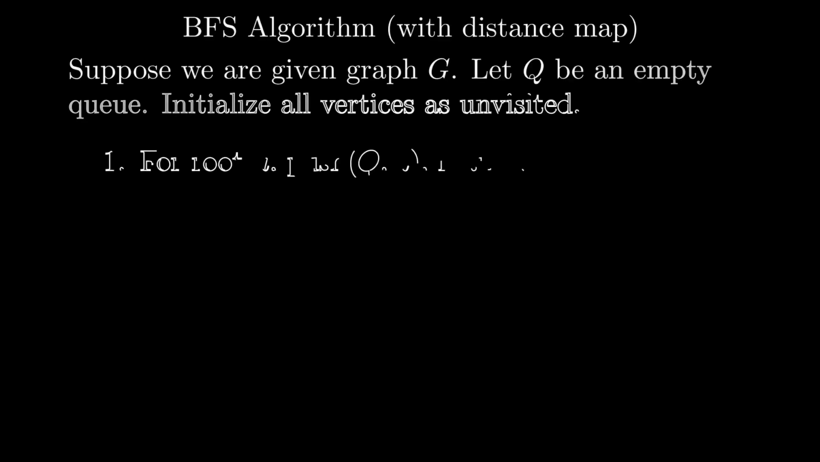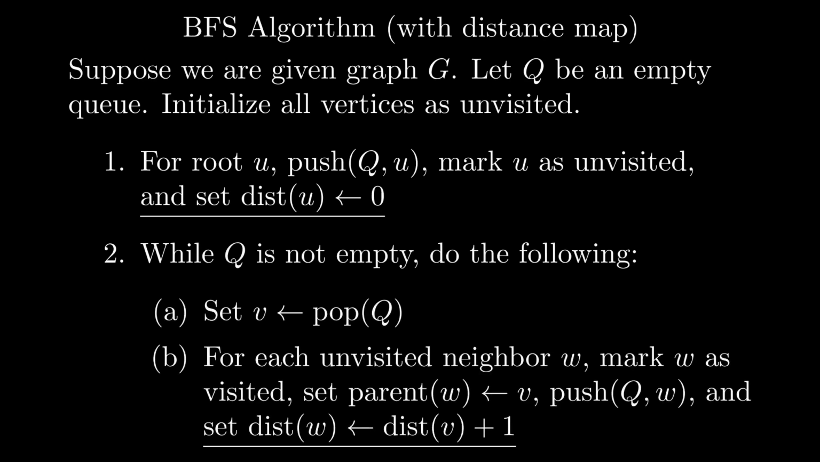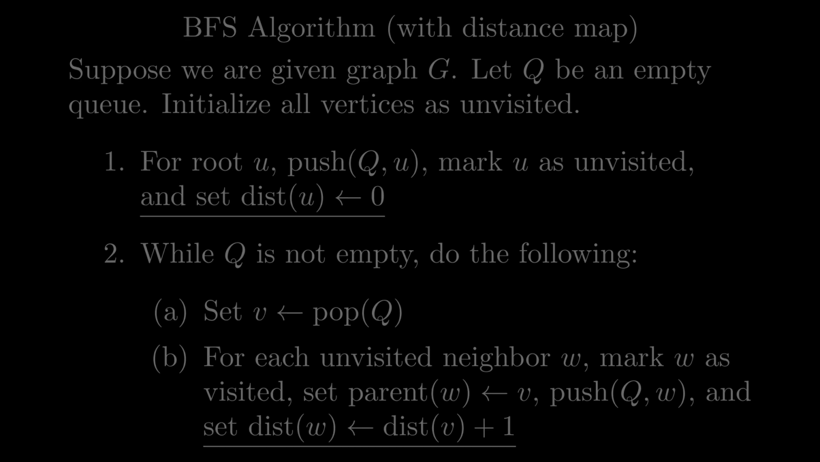For instance, if we want to figure out the minimum distance from each vertex to a given root for an unweighted graph, we could also update a distance map at each iteration whenever we add a vertex to the queue. In particular, we would have that distance of W is simply set to be distance of V plus 1.